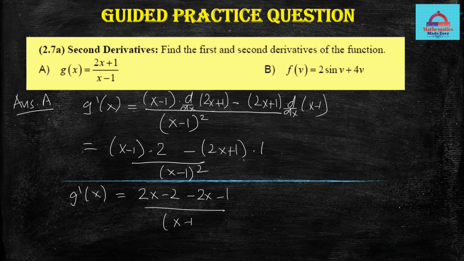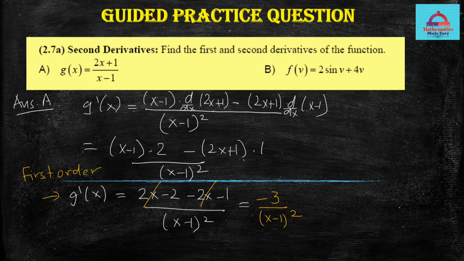Let's simplify. So this is 2x minus 2 minus 2x minus 1. So here you can see some cancellation happening. Let me cancel with a different color. So 2x goes with 2x and you're just left with negative 3 over (x minus 1) square. That's your first order derivative.